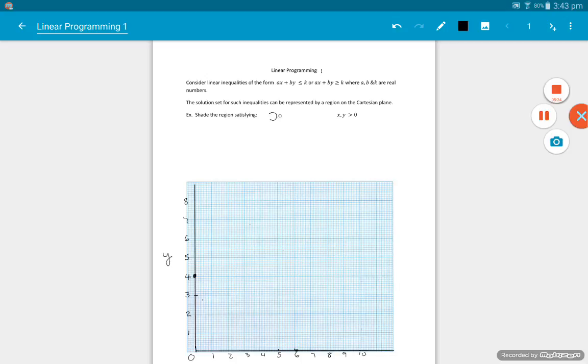Okay, let's consider another inequality, x greater than y. Once again, change it into an equation, x equal to y, and draw the line representing that equation. That will be a line passing through (0, 0), and at 45 degrees to each of the axes.